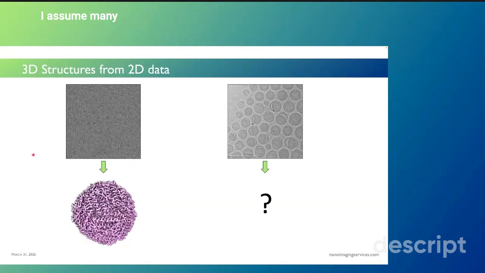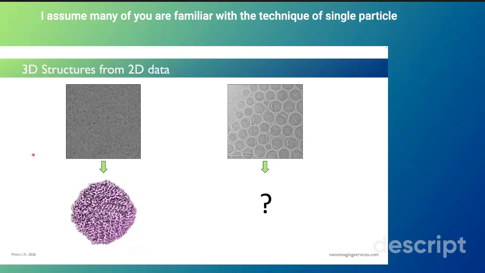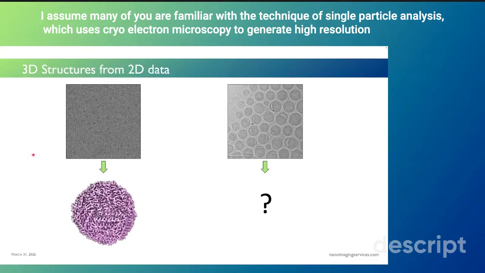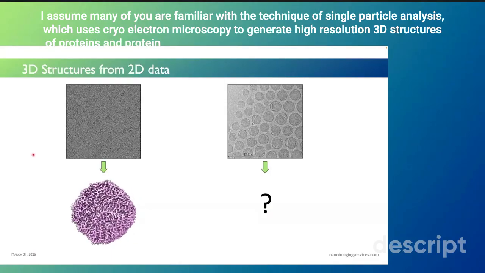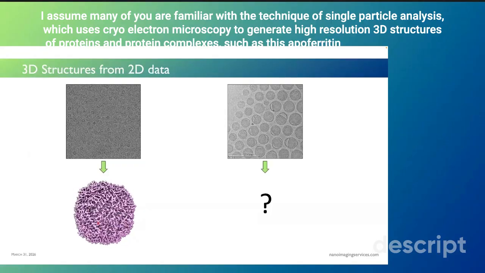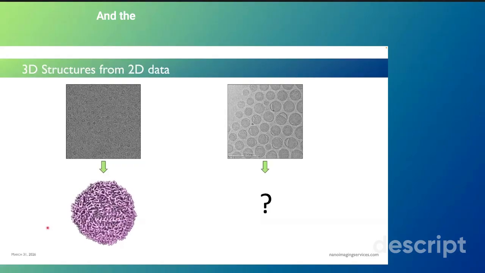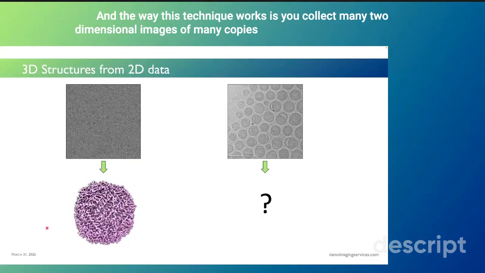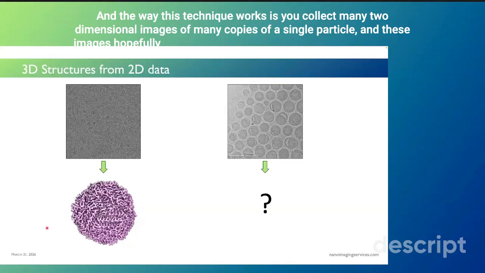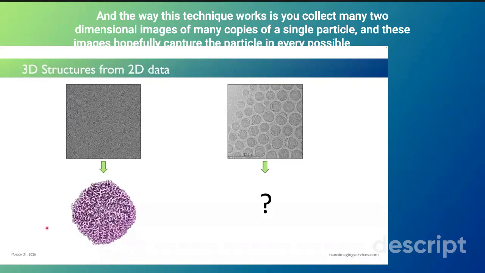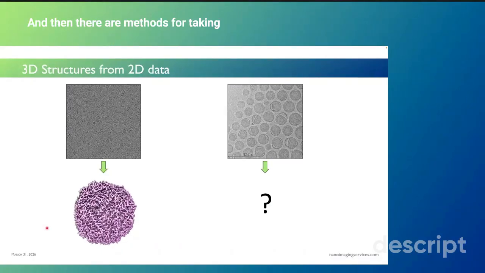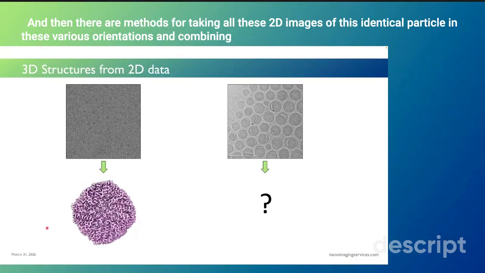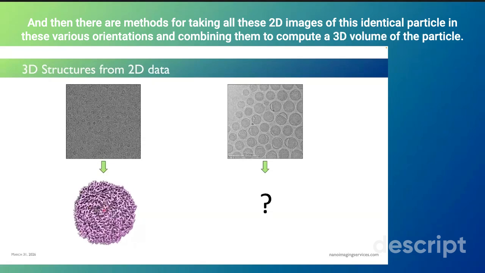I assume many of you are familiar with the technique of single particle analysis, which uses cryo-electron microscopy to generate high-resolution 3D structures of proteins and protein complexes, such as this apoferritin particle on the left. And the way this technique works is you collect many two-dimensional images of many copies of a single particle, and these images hopefully capture the particle in every possible orientation. And then there are methods for taking all these 2D images of this identical particle in these various orientations and combining them to compute a 3D volume of the particle.